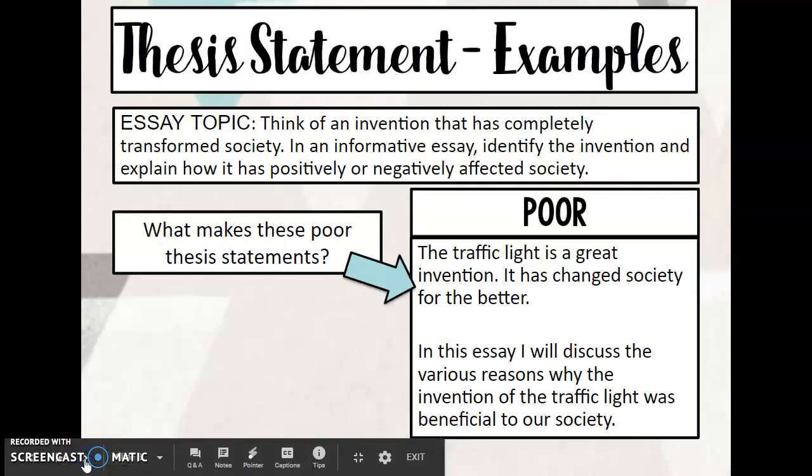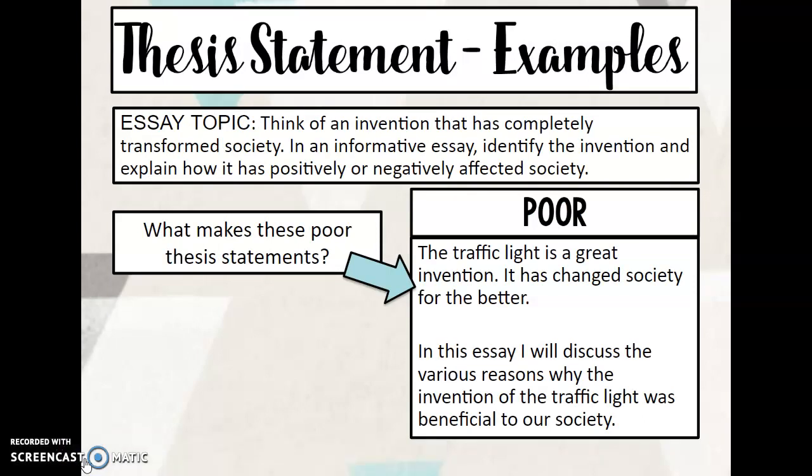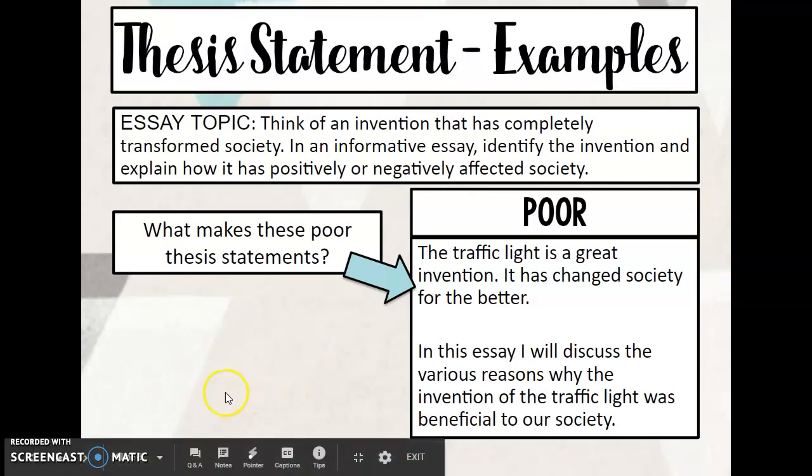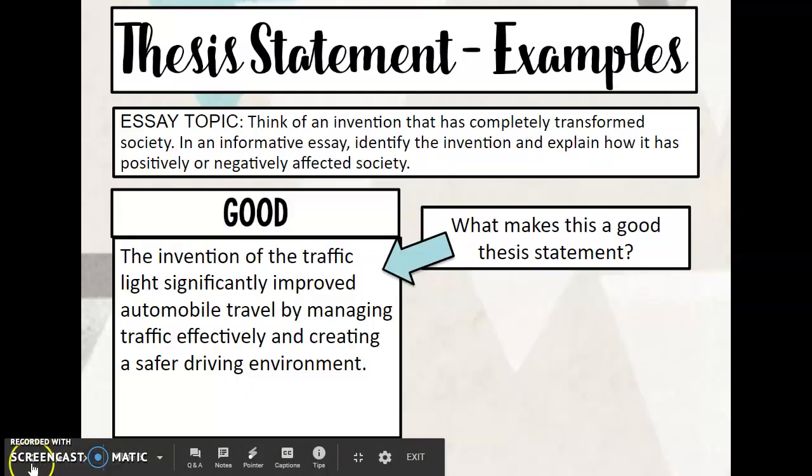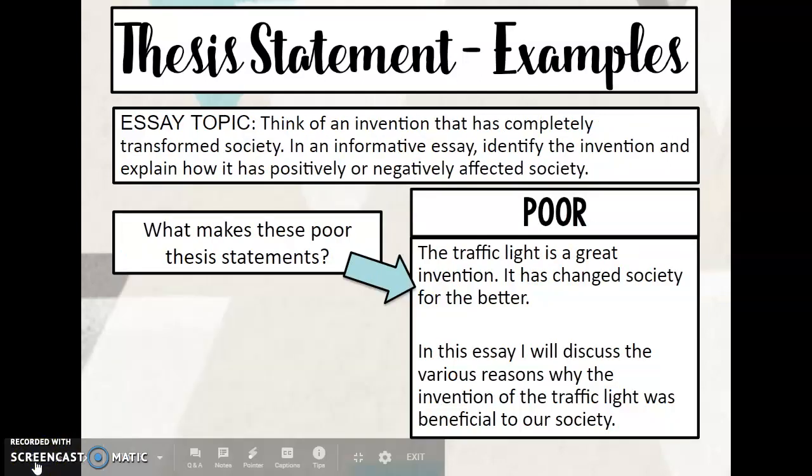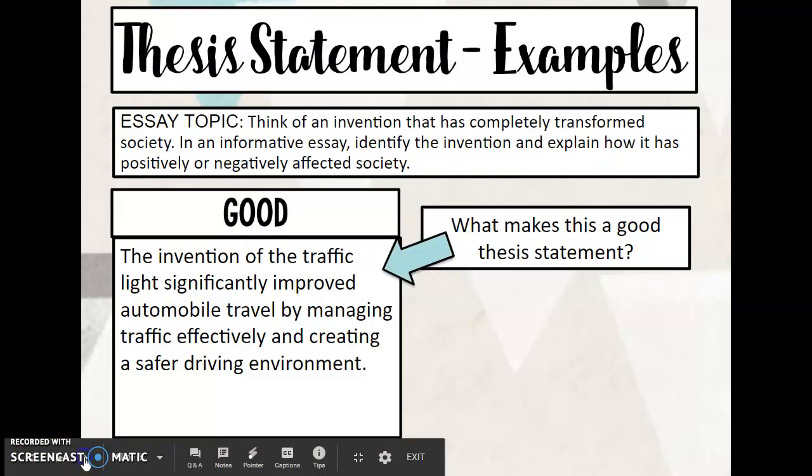So let's look at a couple of examples. Here is an example of a poor thesis statement. The traffic light is a great invention. It changed society for the better. Or, in this essay, I will discuss the various reasons. So hopefully you can see a couple of those reasons why that would be something we'd want to stay away from when you're looking at the word great, when you're looking at in this essay.